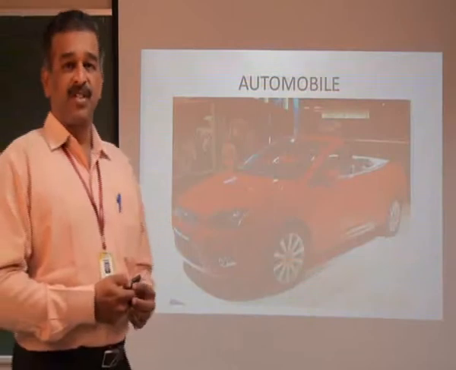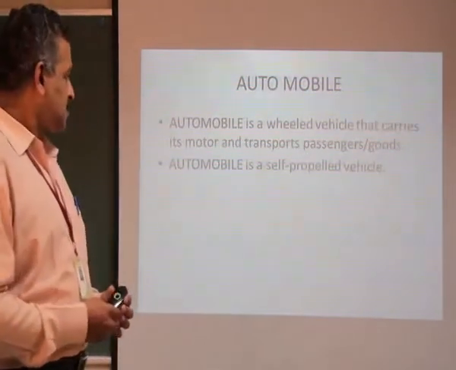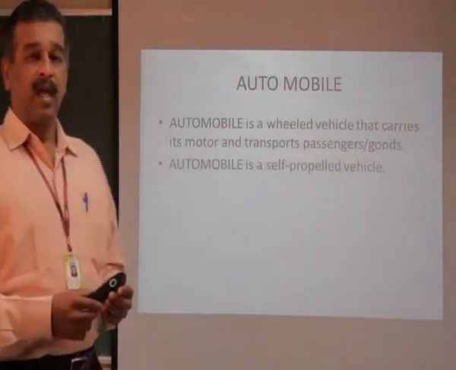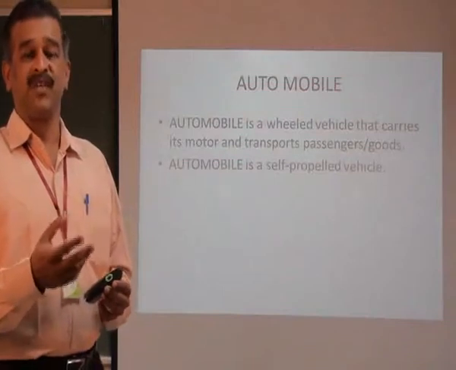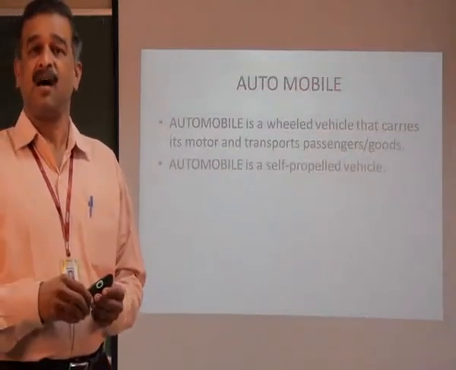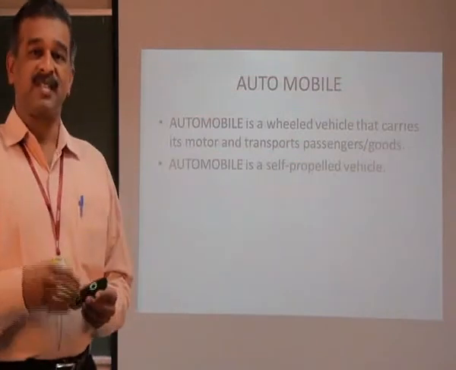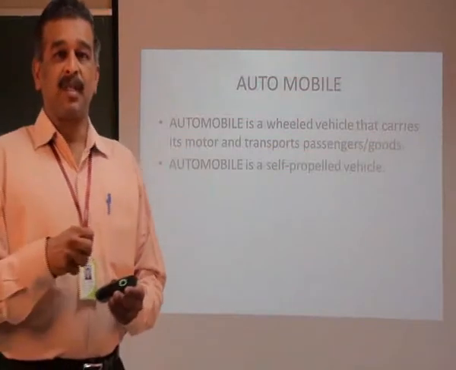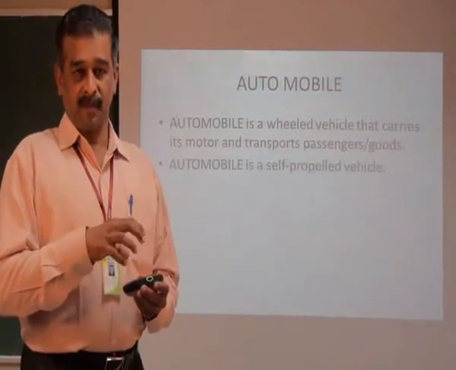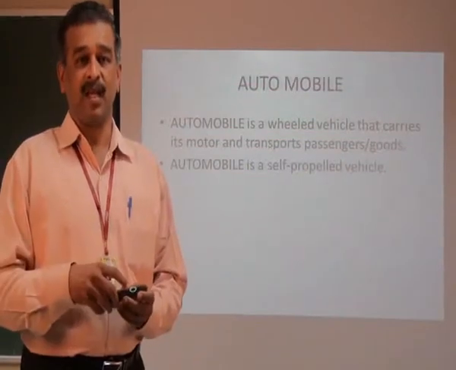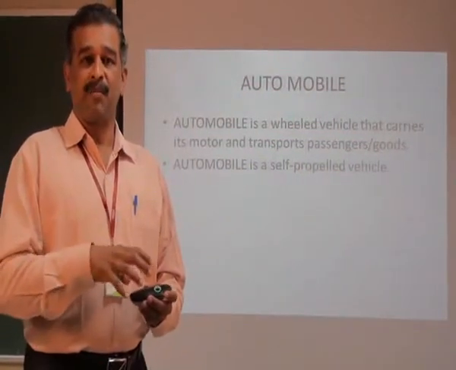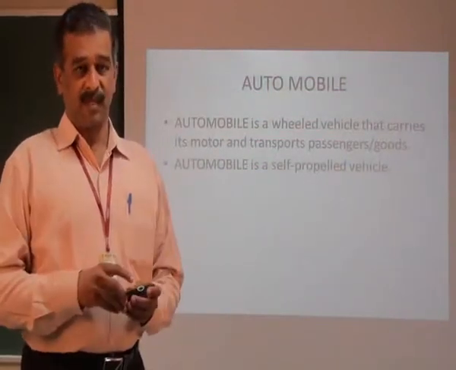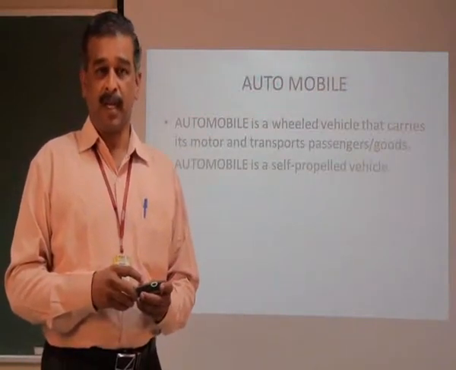So let us have some definitions of automobile. Automobile is a wheeled vehicle that carries its motor and moves with passengers or goods. And also it is a self-propelled vehicle. That means the power needed for moving that vehicle will be taken care of by the power plant which is provided in the automobile itself. So that is the definition of automobile.